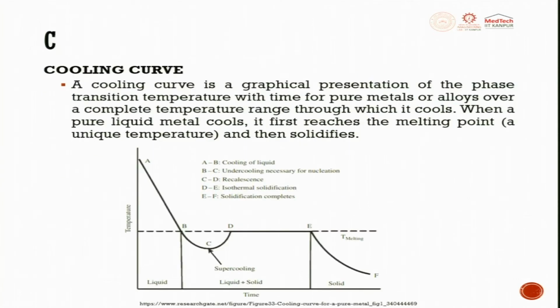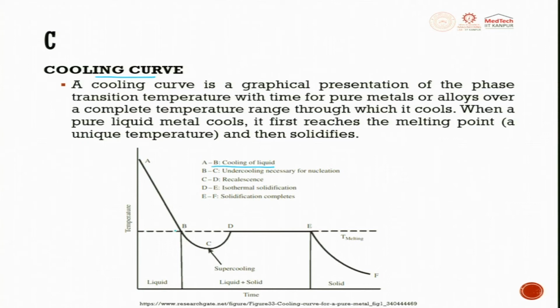When we are talking about metals or ceramics, when you try to heat the metal, the most important thing which comes into existence is the cooling curve. A cooling curve is a graphical presentation of the phase transition temperature, a temperature versus time graph. So, when you try to heat or melt a powder, the curve with respect to temperature follows like this. Okay. So, AB is the cooling of liquid.